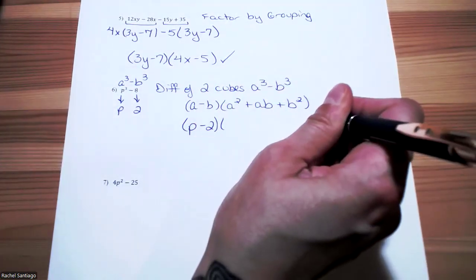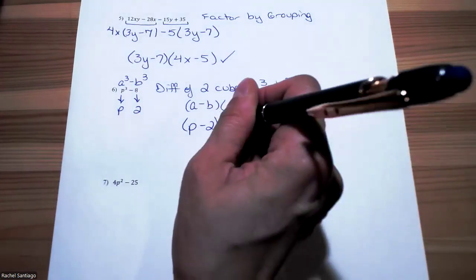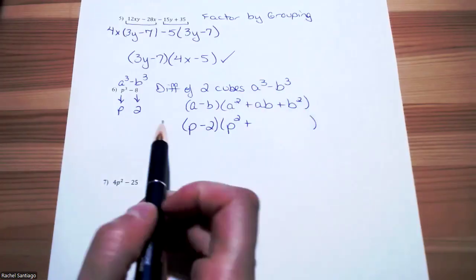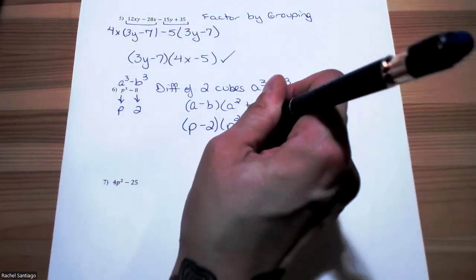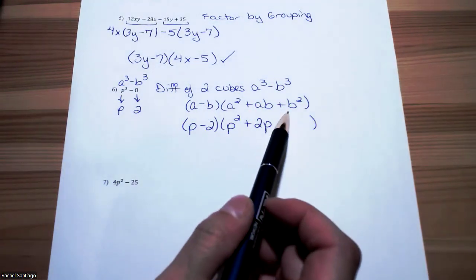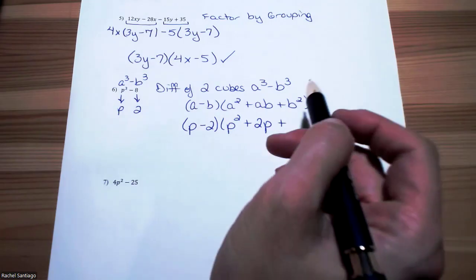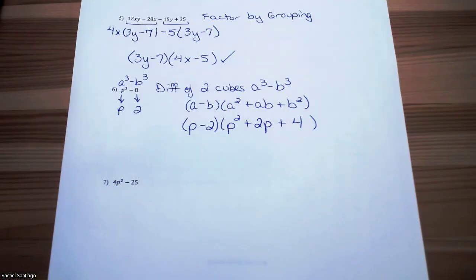And then in my second parentheses, I'm going to have P squared plus, and now I'm not going to write P2. That's just silly. P times 2 is 2P. Make sure that you're thinking about what it is that you're doing. And then B is 2, so 2 squared is 4. I'm not going to leave it 2 squared because we can actually do the math.